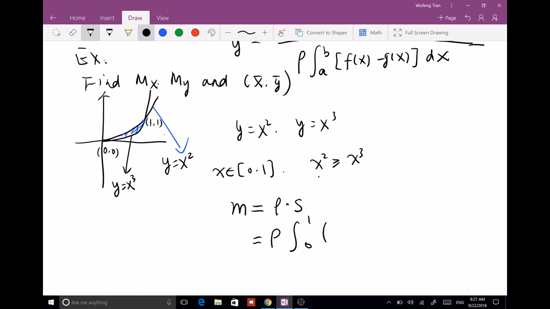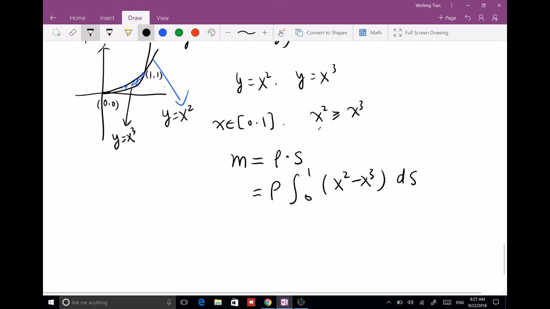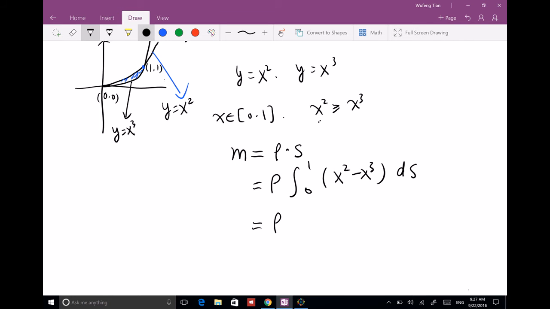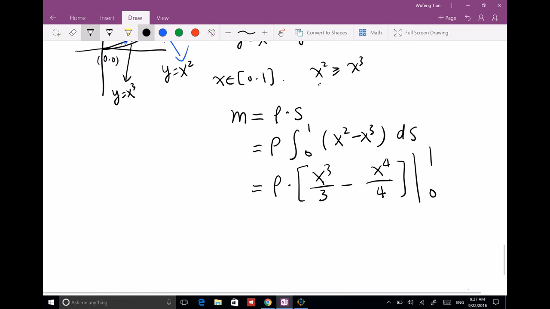From 0 to 1, x squared minus x cubed. As we said, x squared is bigger. We find the area, so just ds. And then the mass is going to be rho times x cubed over 3 minus x to the power 4 over 4. Plug in the limits. So this is going to be rho times 1/3 minus 1/4. The whole thing is rho times 1 over 12, so it's 1 over 12 rho.